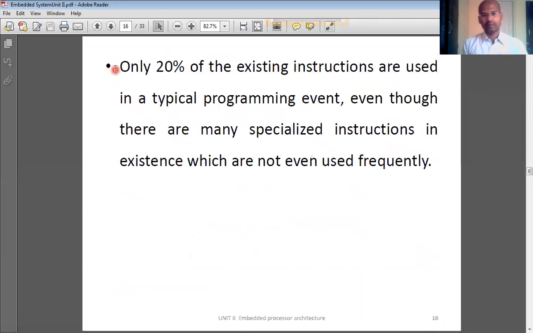Now this is the problem. Only 20% of the existing instructions are used in a typical programming event. So most of the time we are using only 20% of the instruction set. 80% of the instructions are used very rarely. Still we keep them in the instruction set. For each instruction, for its execution, you have to have hardware. Without proper hardware, you cannot execute all the instructions. So we are unnecessarily having 80% of the hardware, but it is very rarely used.